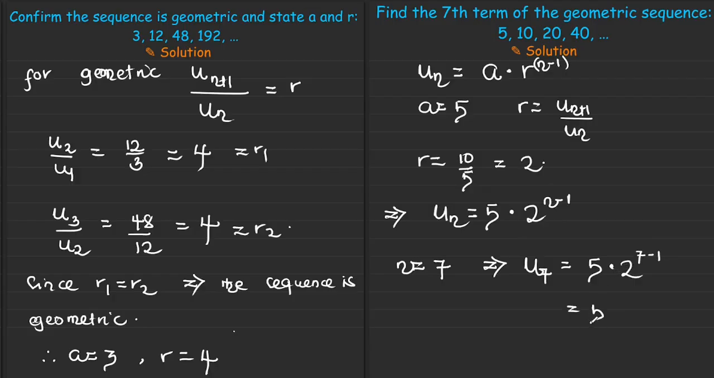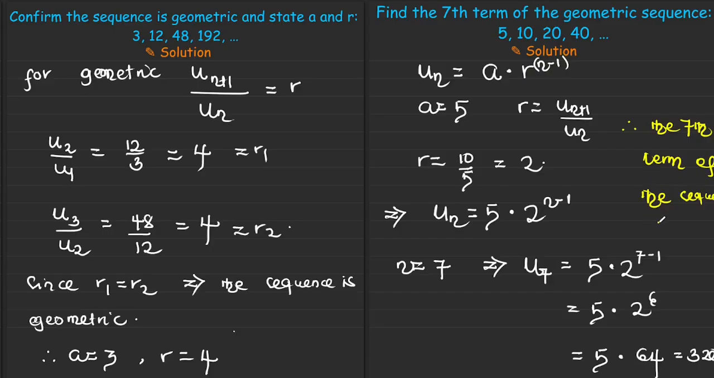Evaluating, we have 5 times 2 to the power 6. That is the 7 minus 1 over here. And we know 2 to the power 6 gives us 64. So multiplying it by 5, we are going to get 320. So we can conclude by saying, therefore, the seventh term of the sequence is what? 320. As simple as that.